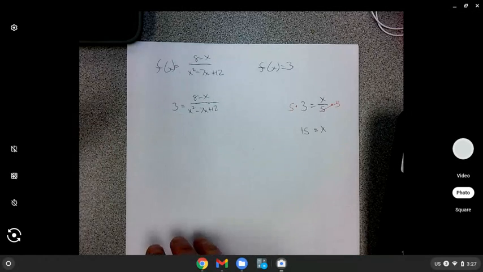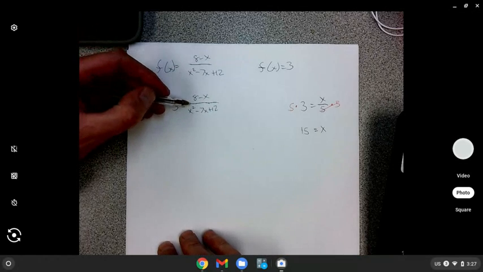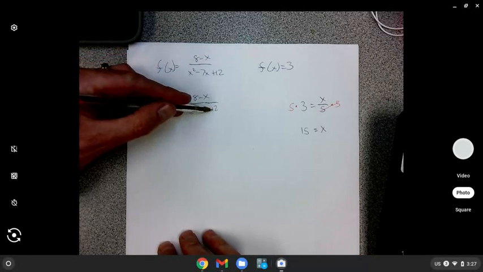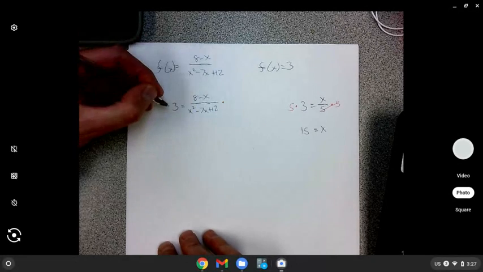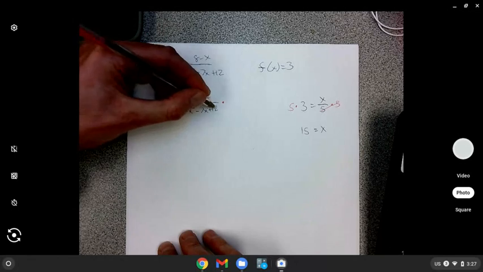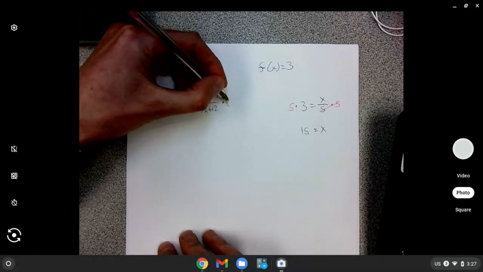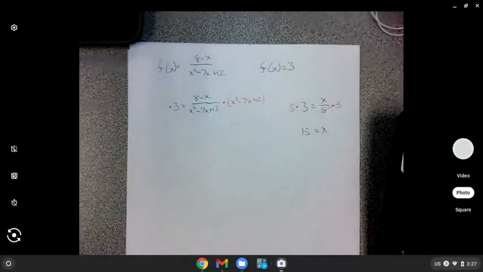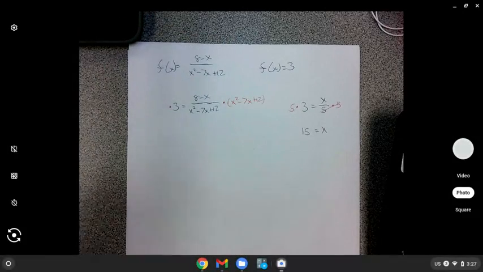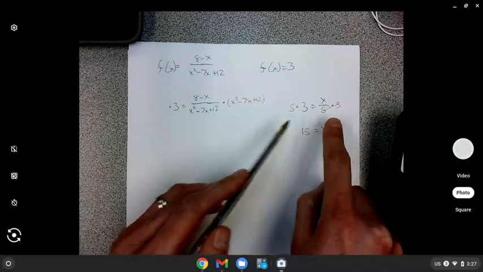It's a bigger problem, but the same operation works. This is divided by some big giant polynomial here, but there's nothing to stop me from multiplying both sides by whatever this is. I'm just going to multiply both sides by x squared minus 7x plus 12. And the result will be the same as over here.